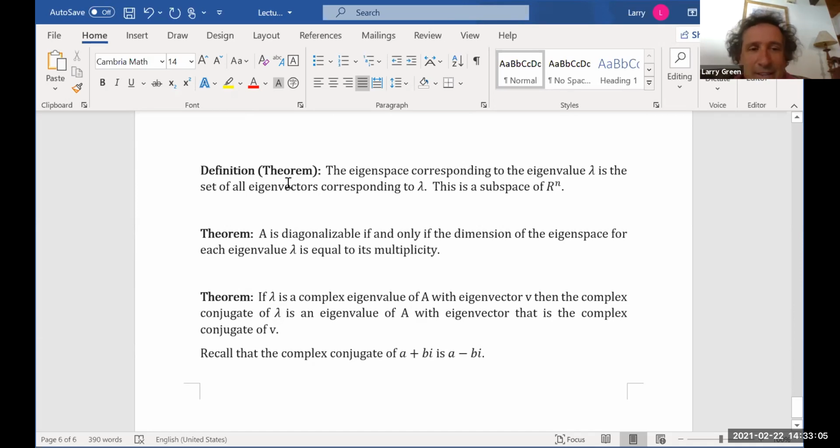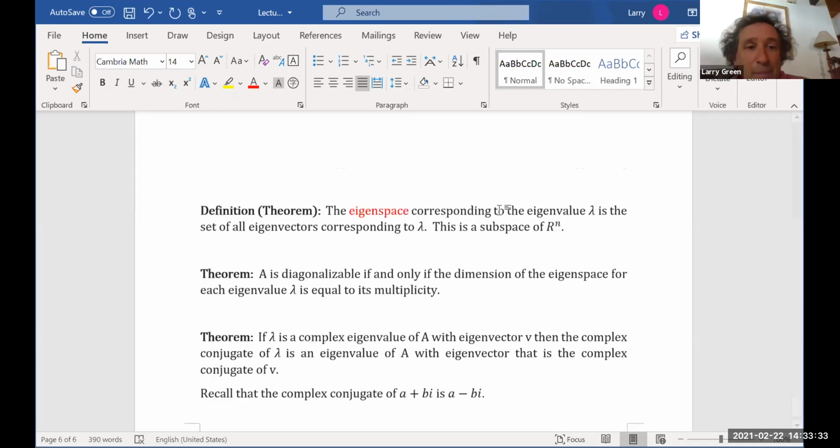Okay, so here's a big definition, and I call it a definition / theorem. The book calls it a definition, but really it's a theorem too, and you'll see why in a bit. The eigenspace, maybe I'll write down in red, because that's what we're defining. The eigenspace that corresponds to the eigenvalue lambda is the set of all eigenvectors corresponding to lambda.